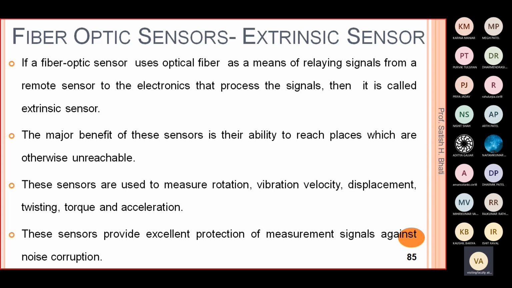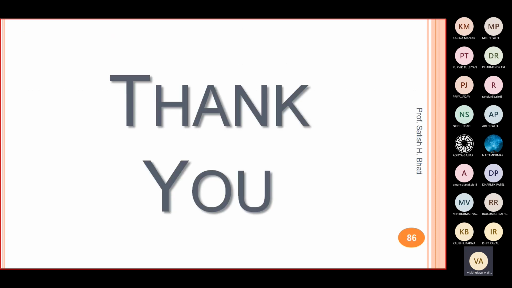This type of sensor is used to measure rotation, vibration, velocity, displacement, twisting, torque of a motor, acceleration of a motor or some device. So this kind of different physical parameters you can measure through the fiber optic sensor, which are generally of extrinsic type. The sensor provides excellent protection of the measurement signal against noise corruption. So that is a feature.